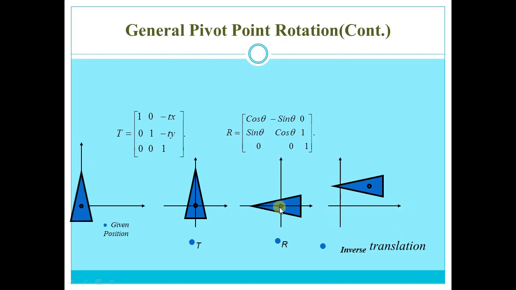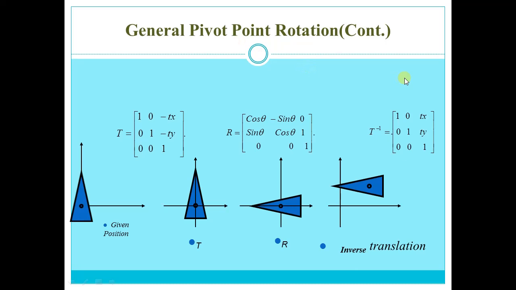Now this figure again comes back to its home position. That is called inverse translation. For inverse translation, again we are adding distances tx and ty along the x direction and along the y direction respectively. So finally you will get rotation about any arbitrary point.